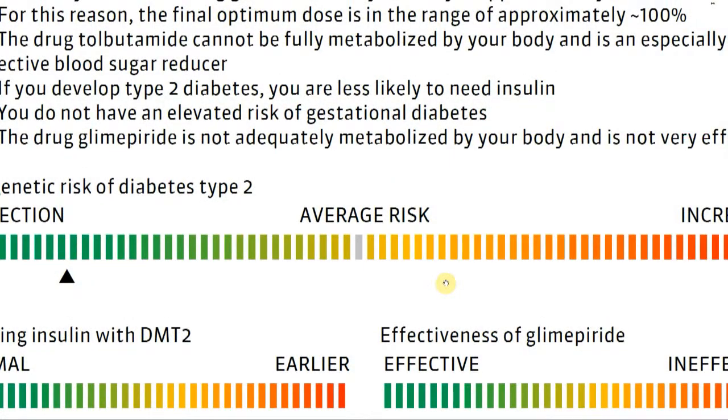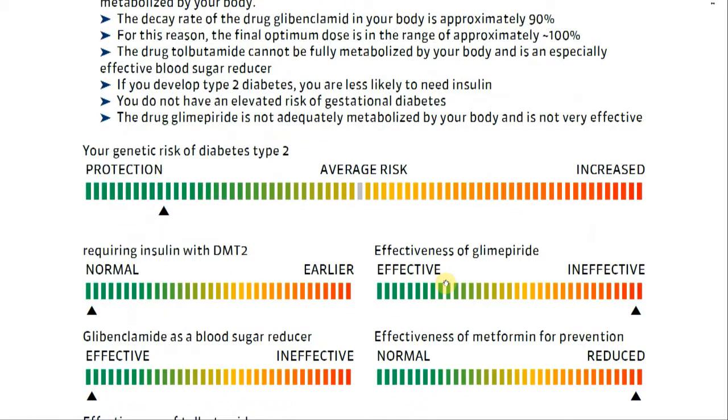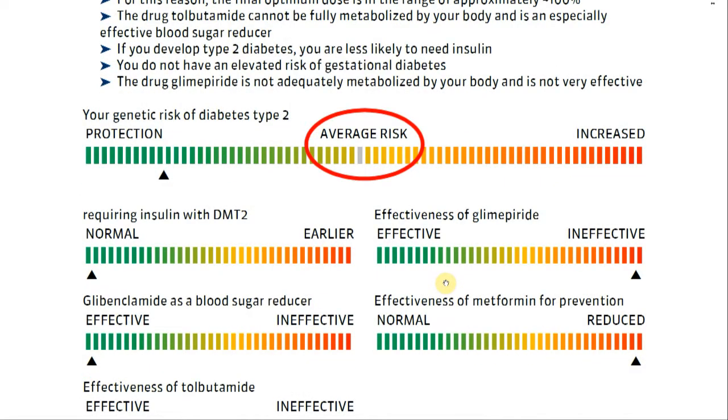So just like in the heart disease section, this is the interesting part. If your arrow is here, you have the average risk of developing diabetes, the same as everybody else. If your arrow is down here, like in this case, you're protected. You have a lower risk than everybody else, so diabetes intervention through nutrition is less important for you here and more important for you here.